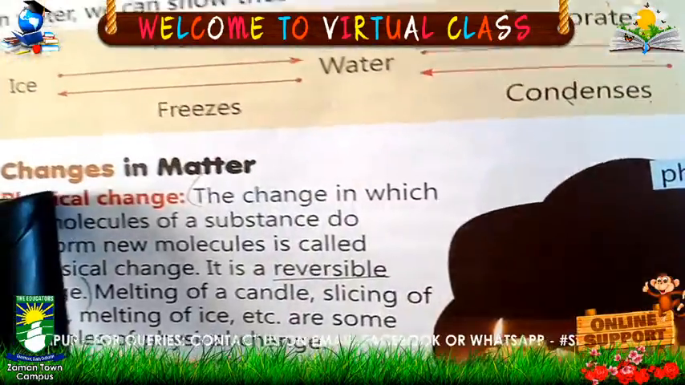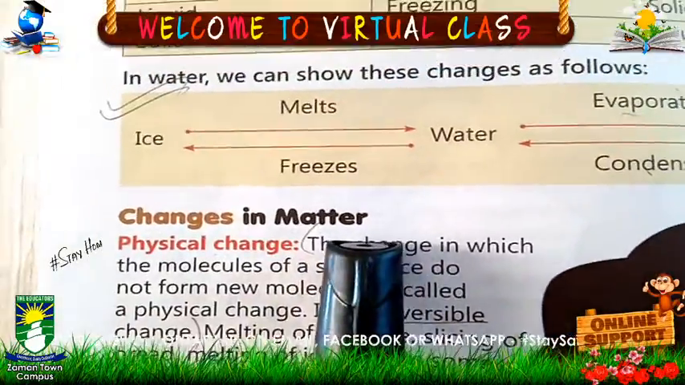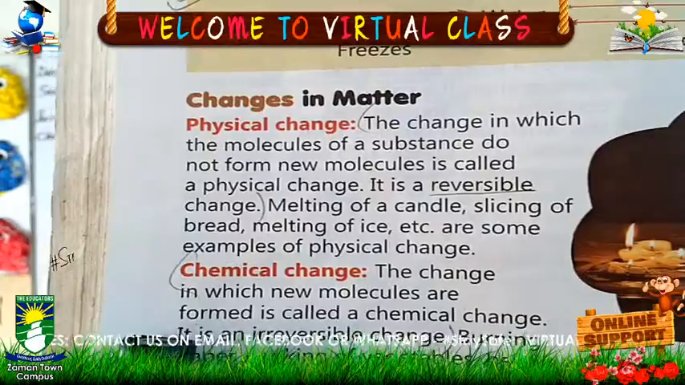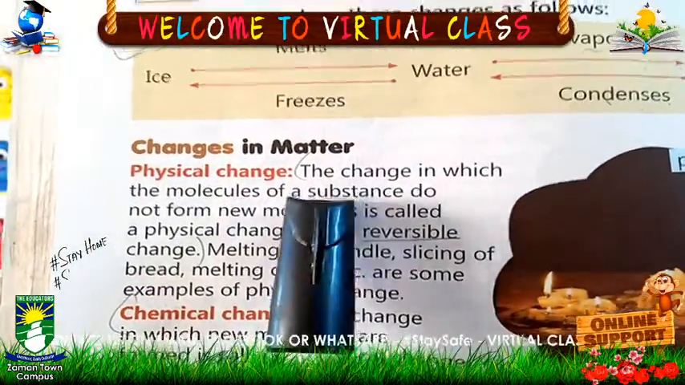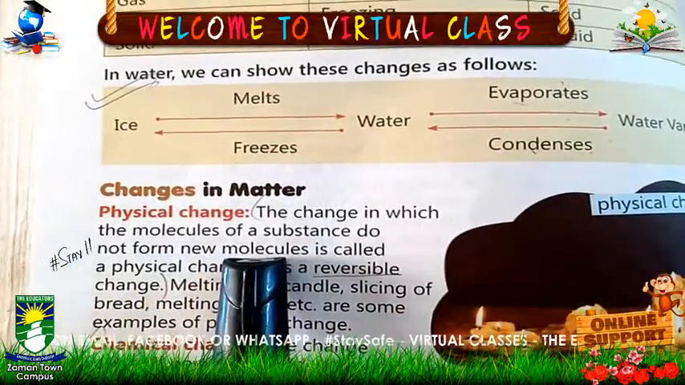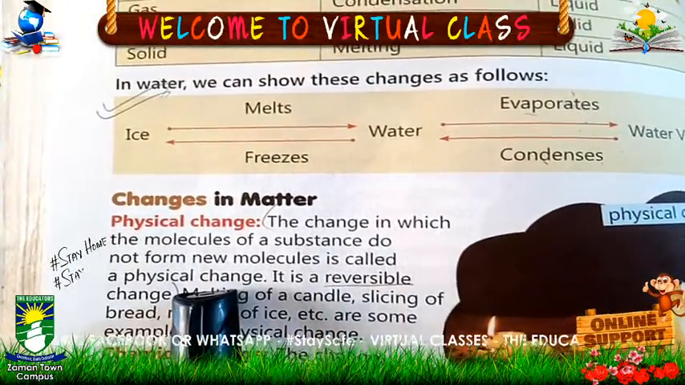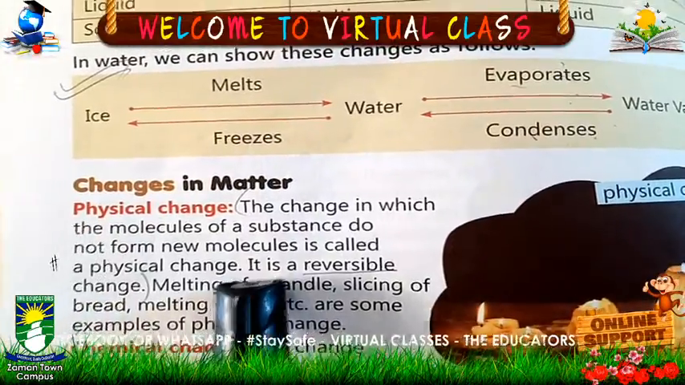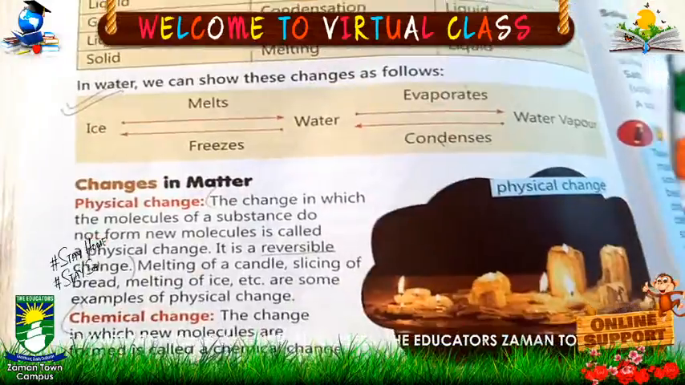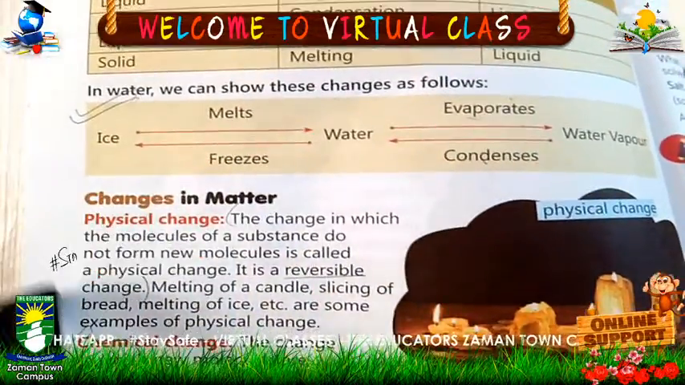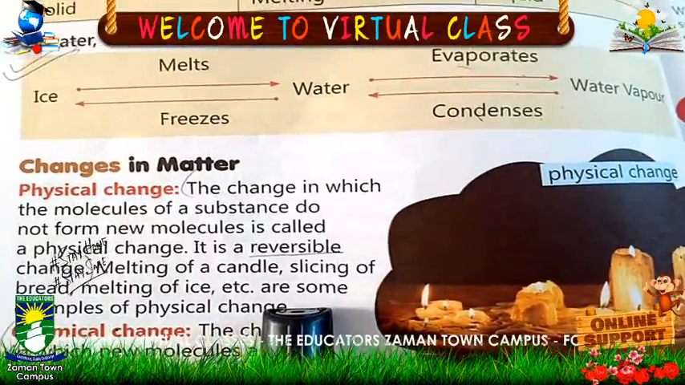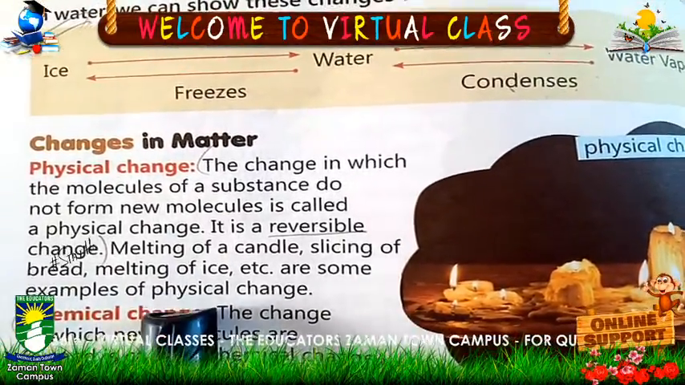Now there is another heading, changes in matter. Here we have two types of changes. Number one is physical change, number two is chemical change. The change in which the molecules of a substance do not form new molecules is called a physical change, and it is a reversible change. Like melting of candles, and slicing of bread, melting of ice, etc. are examples of physical change.